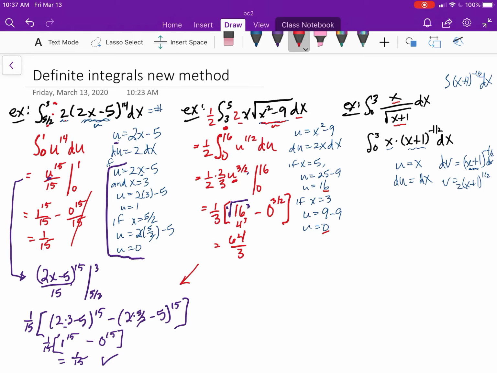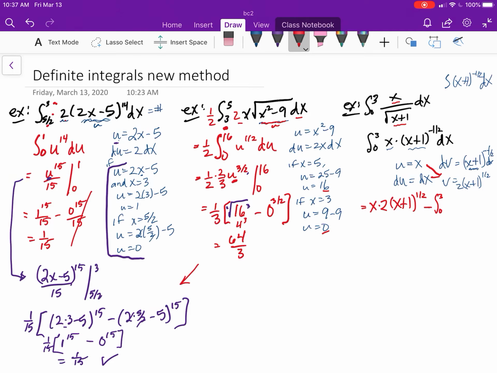Now recall by parts, this setup kind of helps. You go uv minus the integral of v du. So uv is x multiplied by 2 times x plus 1 to the 1/2, minus the integral of v du. Now, I still have all x's, right? So I'm going to go ahead and leave the 0 and 3.